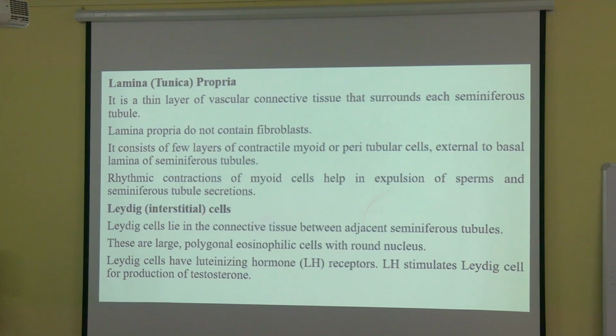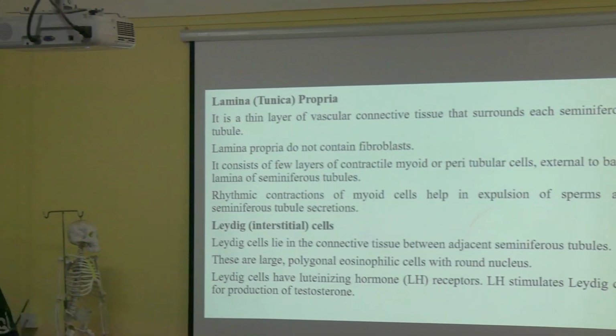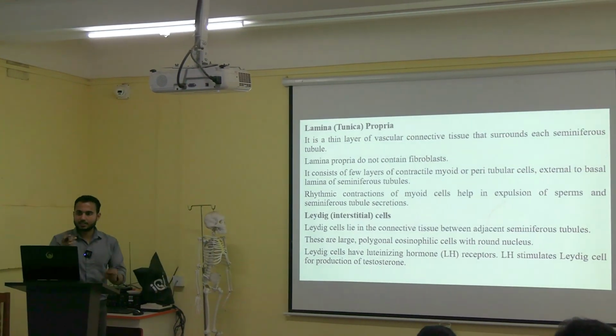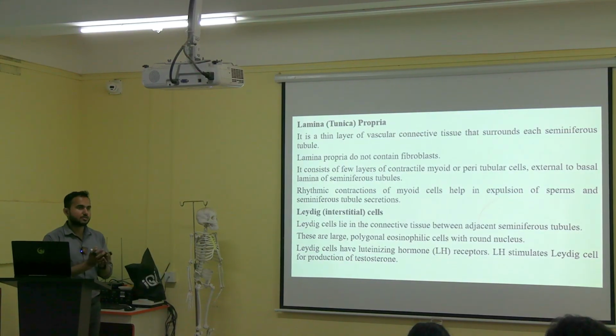Next, the Leydig cells are there. So already I have told you about the Leydig cells, or interstitial cells, in between the cut sections of the seminiferous tubules. Okay, inside the lamina propria, you are getting the interstitial cells of Leydig. So what is the important feature? These cells are large polygonal eosinophilic cells with a round nucleus, and the nucleus is present centrally. This is the appearance of the cell. And it is not a single cell, clusters of cells will be there. Okay, the interstitial cells of Leydig, if you see, clusters of cells will be present, not a single cell. And as you know, they have LH hormone receptors, and the most important function is that they produce testosterone.